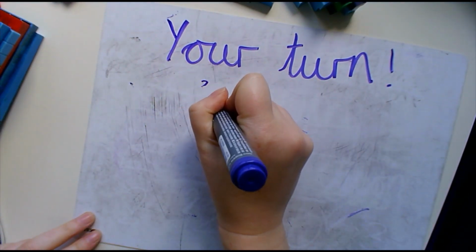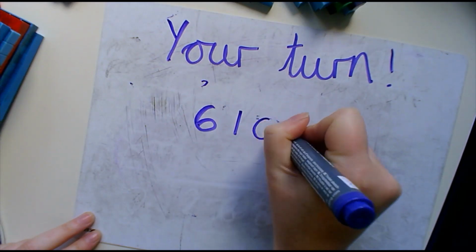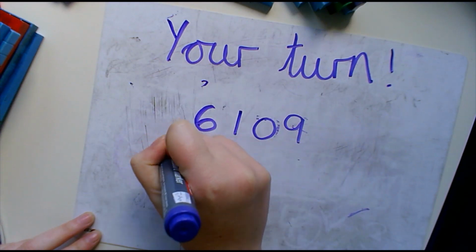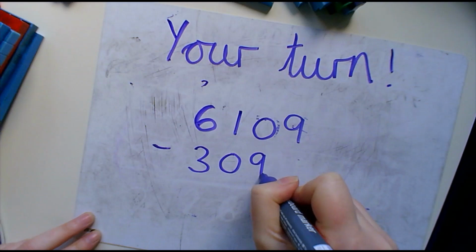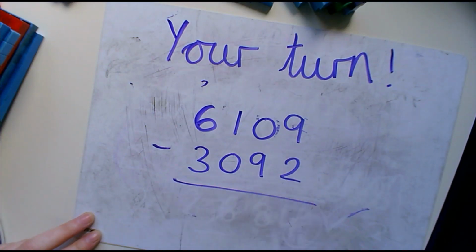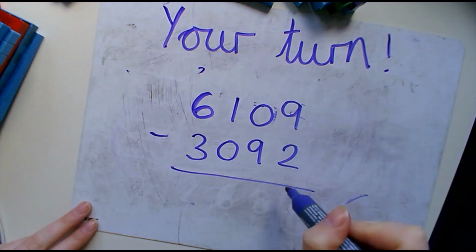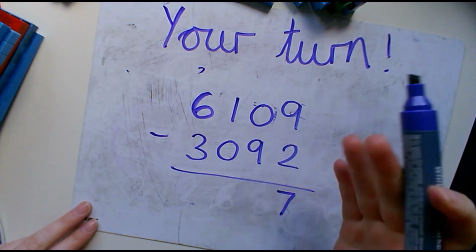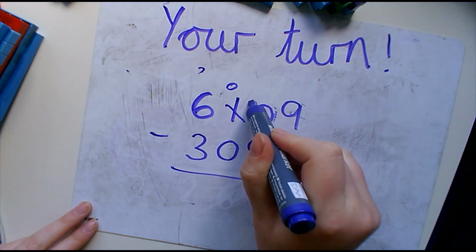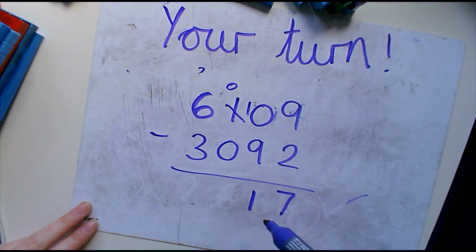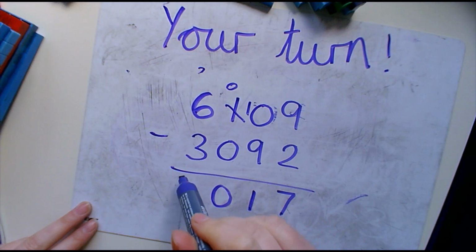Okay, here's the next question. 6,109 subtract 3,092. So start with the ones column. 9 subtract 2 is 7. Then tens. 0 subtract 9. We haven't got enough tens, so let's exchange 100, and now we've got 10 tens. 10 subtract 9 tens is 1. 0 hundreds subtract 0 hundreds is 0, and 6,000 subtract 3,000 is 3,000.